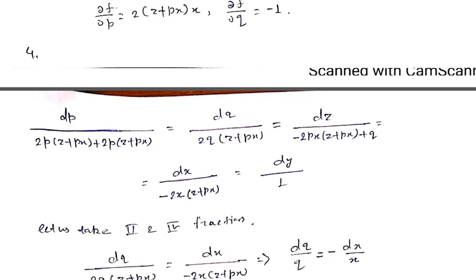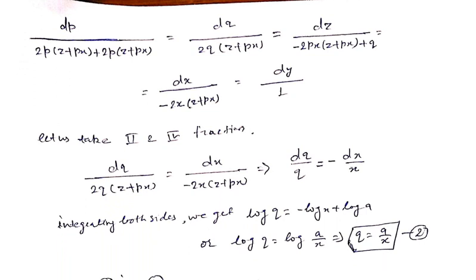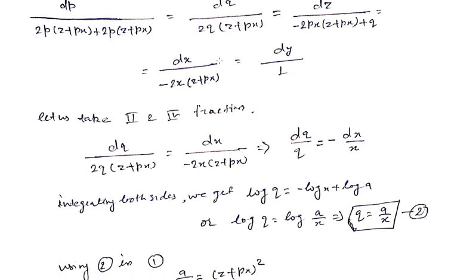So putting the values of these derivatives in Charpit's auxiliary equation, we get this equation. Now from here we have to choose a suitable pair which gives us a relation in at least one of p and q. So we will take the second and fourth fractions, dq upon 2q (z plus px) and dx upon minus 2x (z plus px). So here z plus px cancels out. We are left with dq upon 2q equals dx upon minus 2x. So it gives us dq upon q equals minus dx upon x. When we integrate it, we get q equals a upon x.